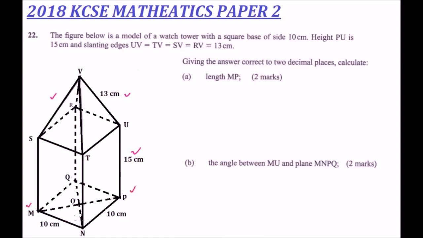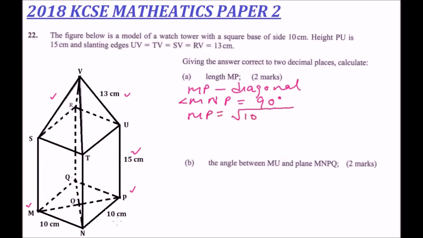Since the base is a square, MP is a diagonal, and so angle MNP is equal to 90 degrees. Therefore, we can use the Pythagoras Theorem to get MP. So MP is equal to the square root of 10 squared, that is, MP is the hypotenuse side, plus 10 squared. This is equal to the square root of 200. That is, 10 squared is 100 and 10 squared is 100. So the sum is 200, and this gives you 14.14, and that is correct to 2 decimal places. So that's how you work that out.